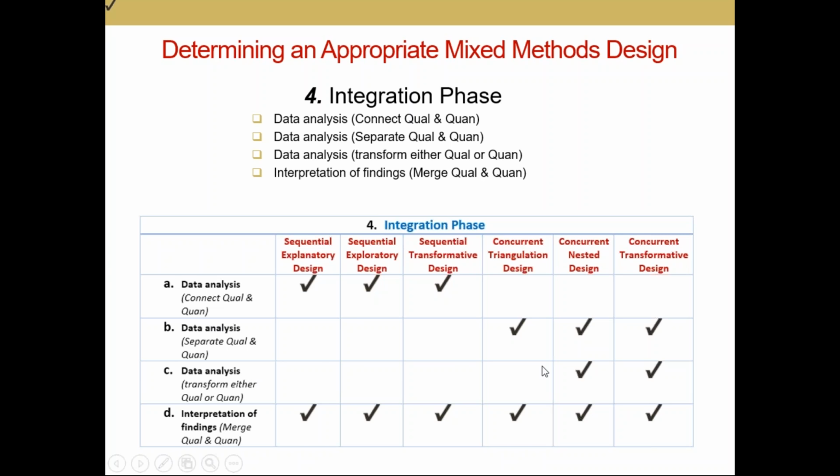So the same thing for the concurrent nested design, you could transform one of the data to help you to better understand the other findings. So this means that when you collect quantitative data and analyze, and then you collect qualitative data, you can quantify your qualitative data so that you'll be able to add information to your quantitative finding. So you are transforming the qualitative data, so that you'll be able to either add more information to the quantitative findings or explain some aspect of the quantitative findings. So in concurrent nested design, you could transform one of the data types.